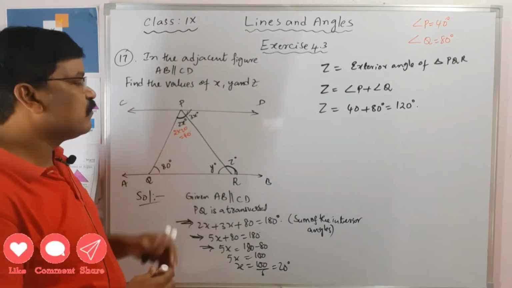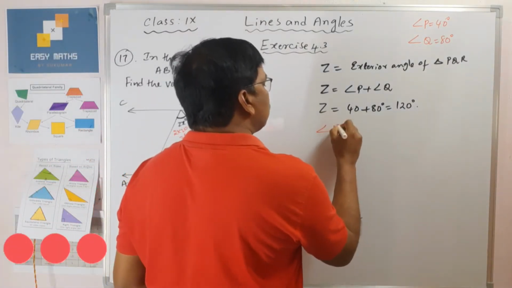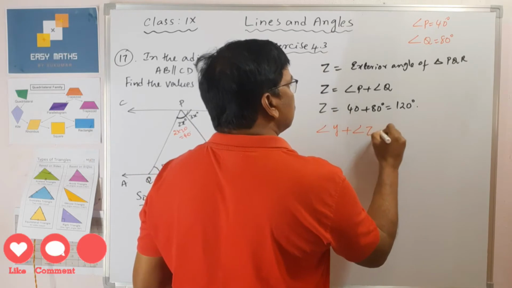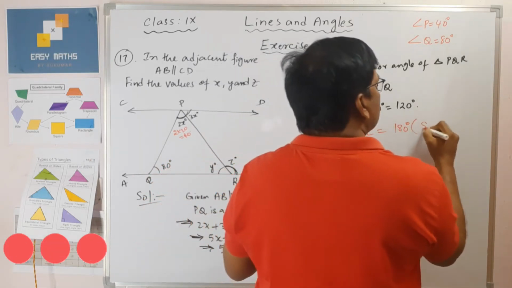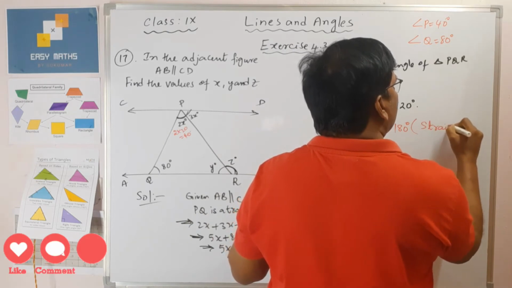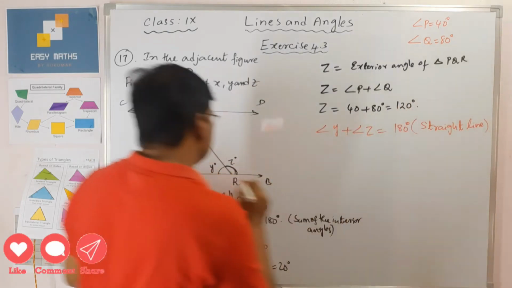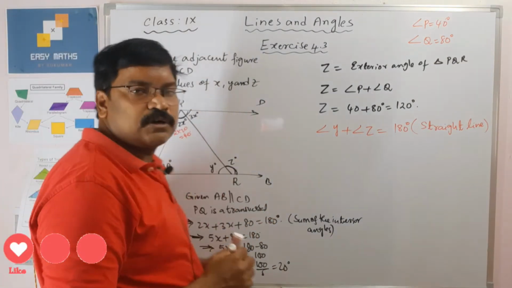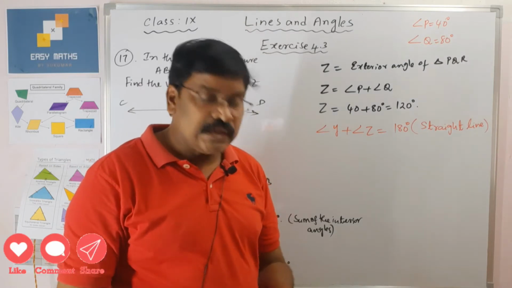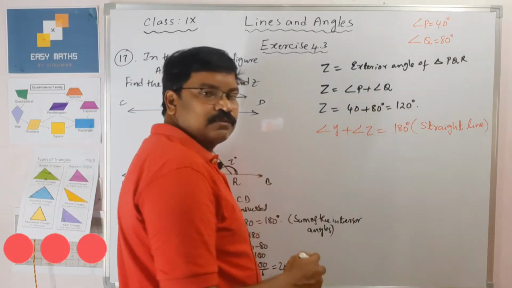Next we have to find Y also. See, this angle Y plus angle Z is equal to 180 degrees. Why? It is a straight line. It forms a straight line. This is a straight line. So angle Y plus angle Z is equal to 180 degrees.